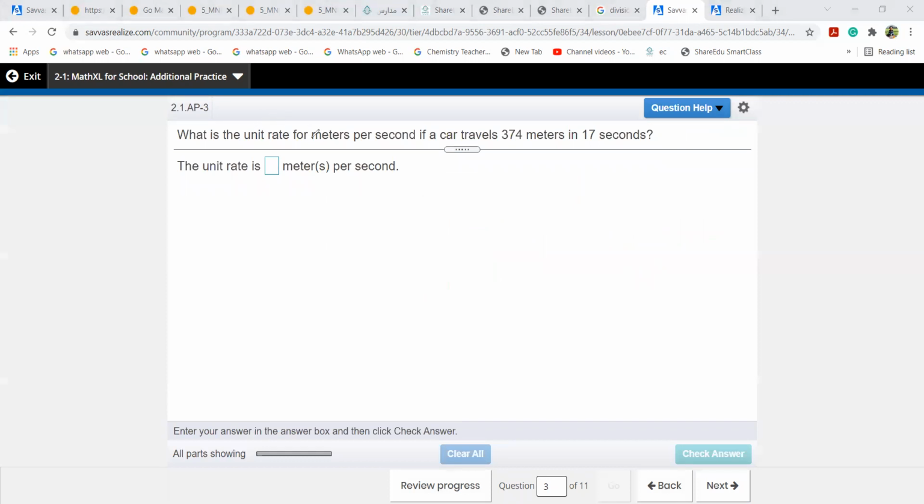See, what is the unit rate for meters per second? Okay, so 374 gives you 17 seconds. Okay, but they ask you per second how much? So where will you put the question mark? Tell me. Yes, they ask you per second. So 1 second, how much? Like that. See again, because what is the answer? The unit rate is dash meters per second. Means you need to find X meters.